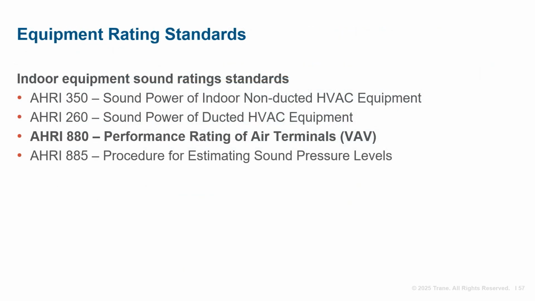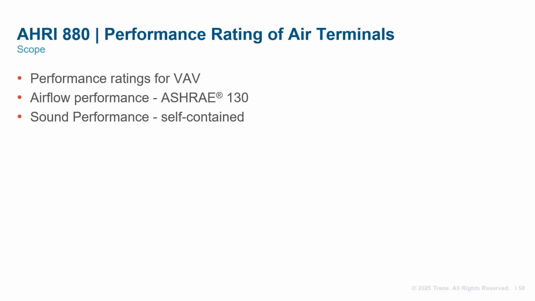AHRI 880 is the standard used to measure and report performance of variable air volume terminals. This product category has a certification program which audits units from all participating manufacturers. Standard 880 covers all VAV boxes, but not all VAV boxes are part of the certification program. The certification program is a large topic in and of itself, so we are going to just focus on 880 as it relates to sound data.